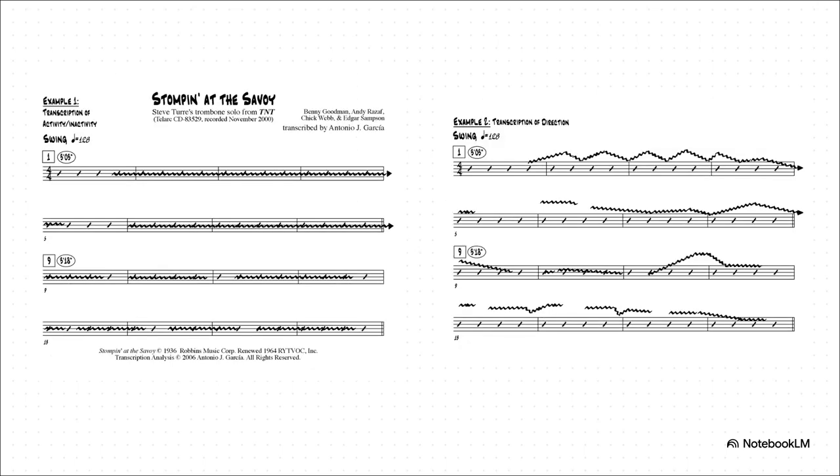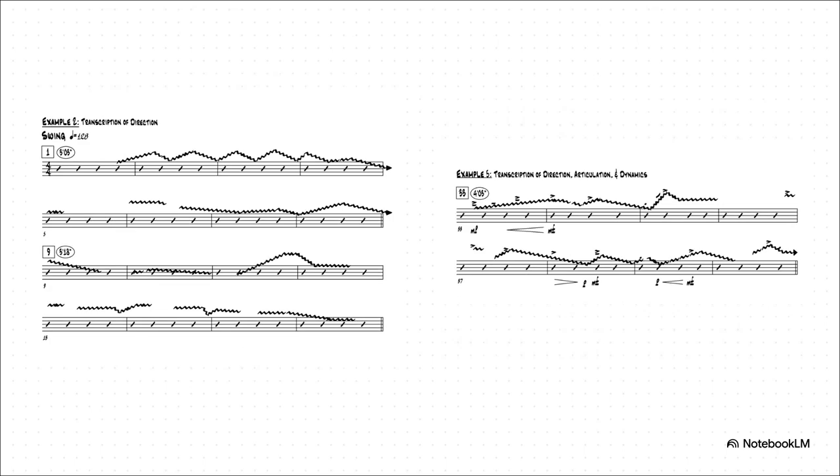Next, you add the contour. So on top of that activity map, your line now moves up and down to show the general shape of the melody. You're still not worrying about exact notes, just the overall direction. Is it climbing up? Is it falling down? You're literally drawing a picture of the melody. And the final layer here is dynamics and articulation. You add markings for when it gets loud, when it gets soft, for when the attacks are smooth or sharp.